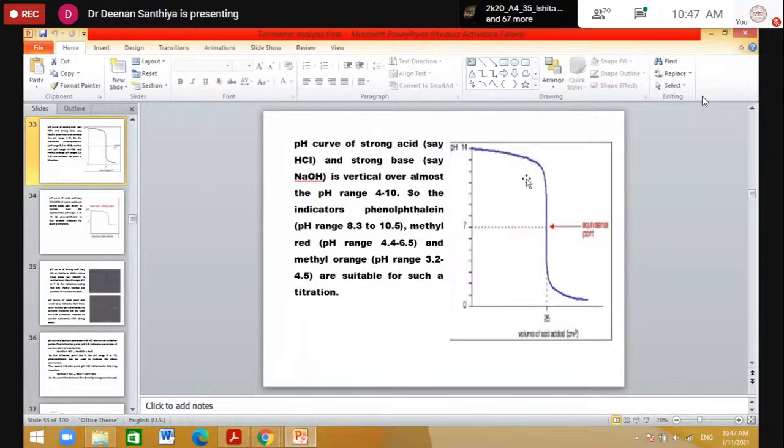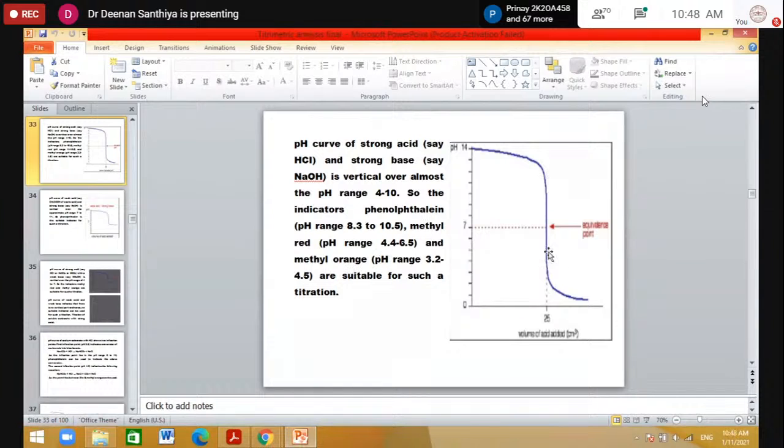So this is the complete range, pH 4 to 10. There will be a sudden jump. This portion will help us to decide on the indicator. Since this change is taking place from pH 10 to 4, according to this range you have to choose the indicator, whether phenolphthalein, methyl red or methyl orange.